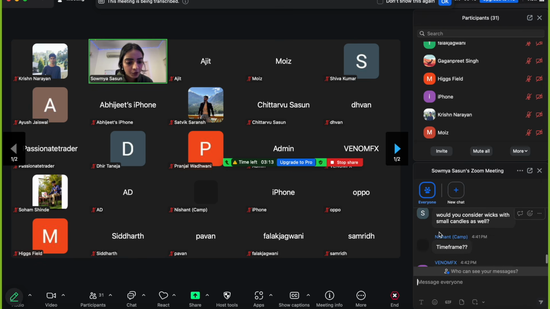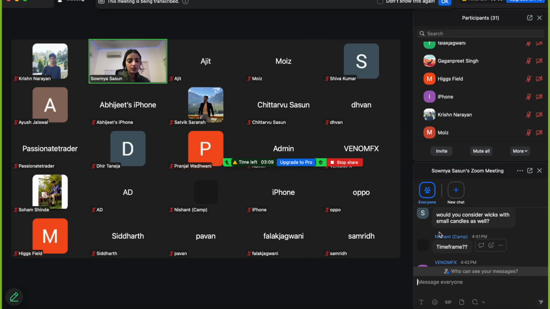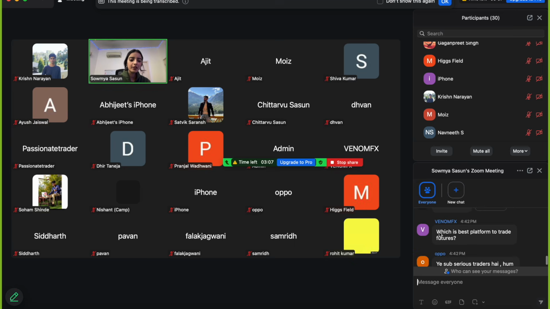Shiva Kumar, would you consider wicks with small candles as well? Of course, I will. Time frame, any time frame.